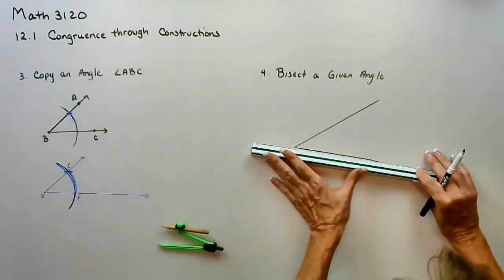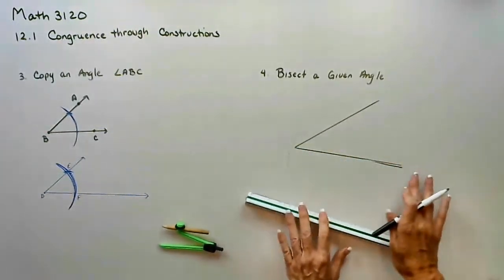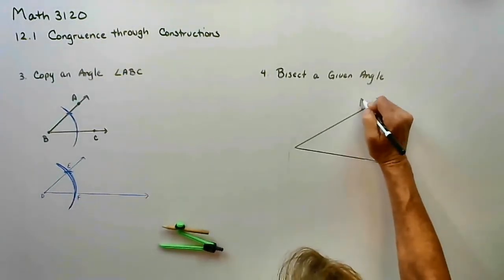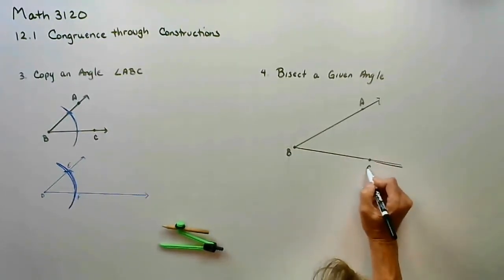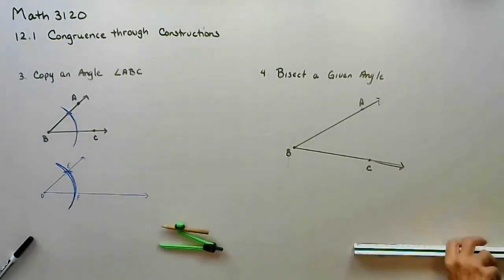Whoops, slipped a little bit. Sorry about that. These whiteboards are so slippery. So here is angle ABC. And I want to bisect this angle. I'm not using any measurement. I'm not using a protractor. But I want to bisect this angle.